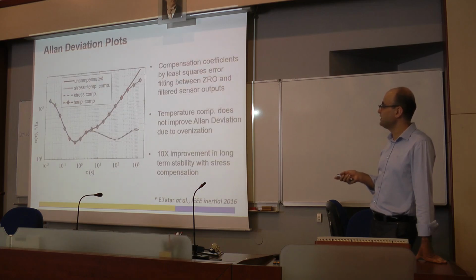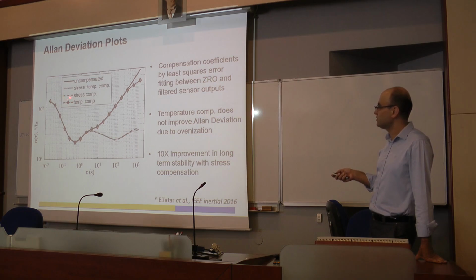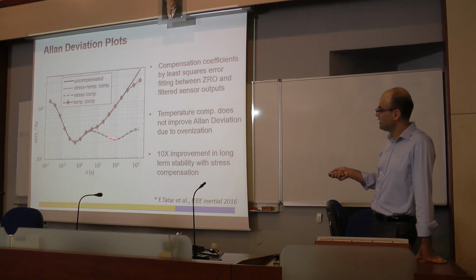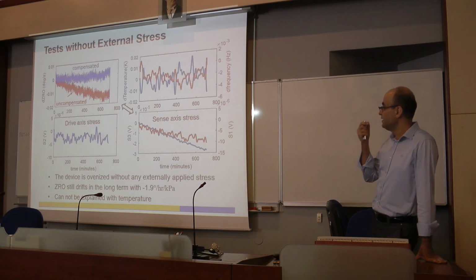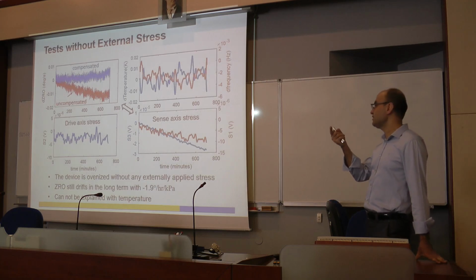And if we plot the Allan deviation, the uncompensated one is the solid one. When we try to temperature compensate, which is this diamond curve, it doesn't do anything because temperature is not changing. But when I do stress compensation, I get an improvement on the Allan variance. So this is a proof that stress compensation is working. One more, let's make things more accurate.